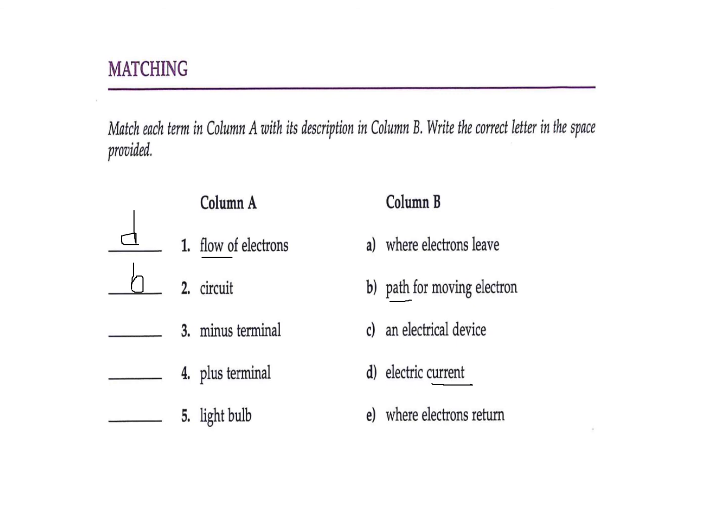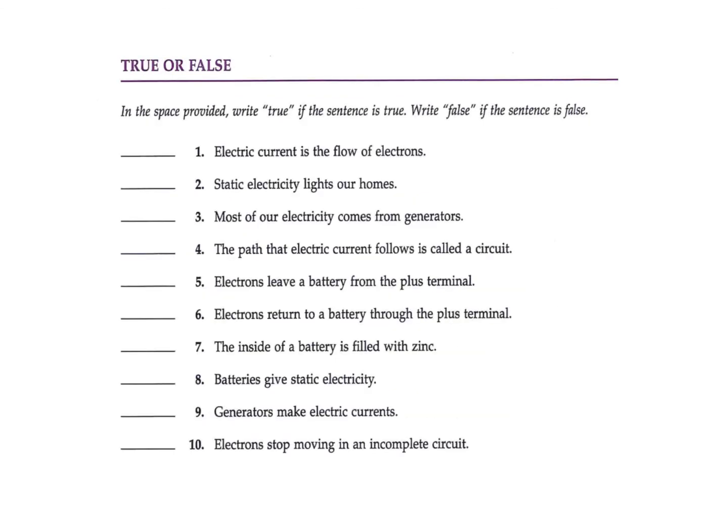Minus terminal is where the electrons leave, right? It's the minus terminal of a battery, leave. Plus terminal is where they return. Light bulb is an electrical device. What's another word for an electrical device? Load. Okay, load.